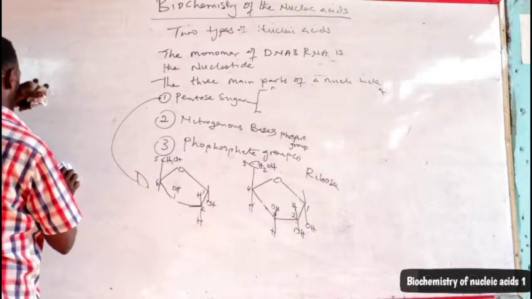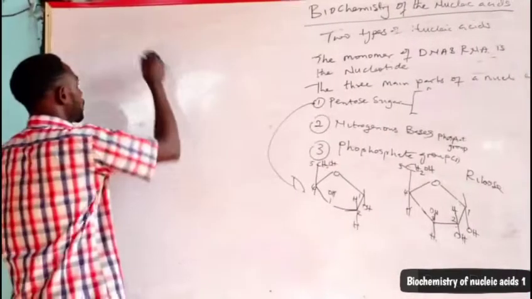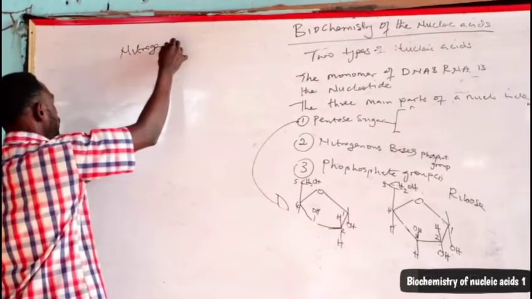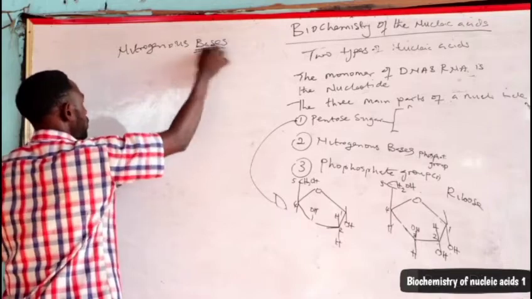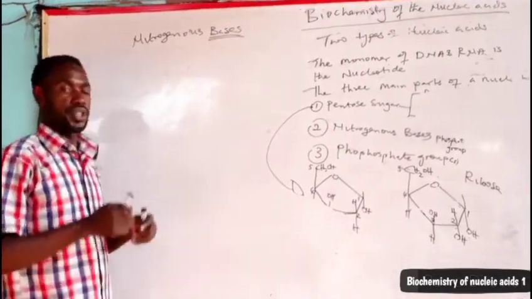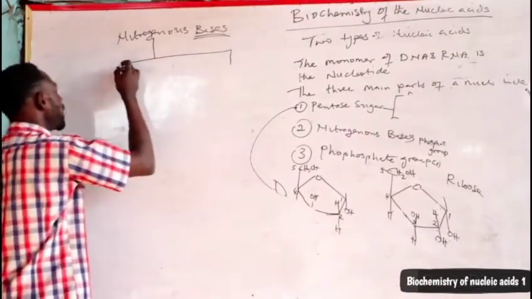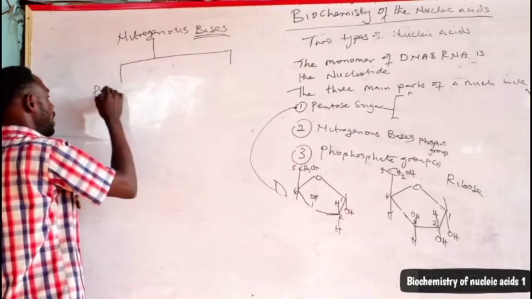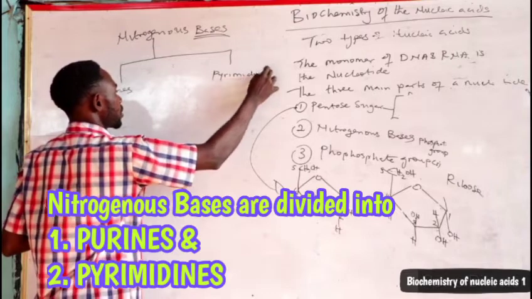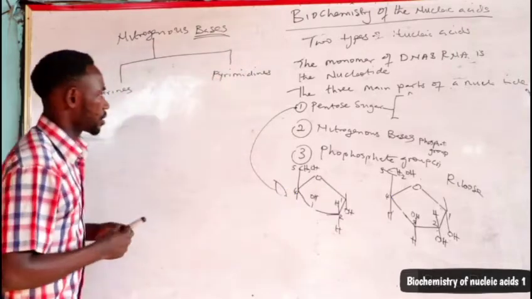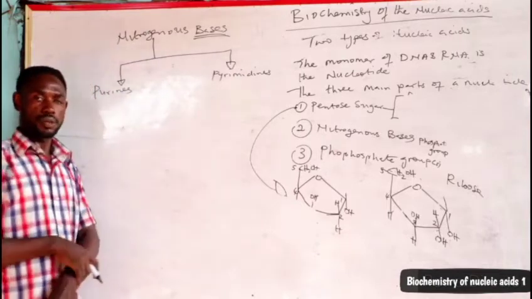Nitrogenous bases. The second unit of a nucleotide is called nitrogenous bases, or just the bases. These nitrogenous bases are divided into 2. There are 2 main groups of nitrogenous bases. They are purines and pyrimidines. These are the 2 major groups of nitrogenous bases.